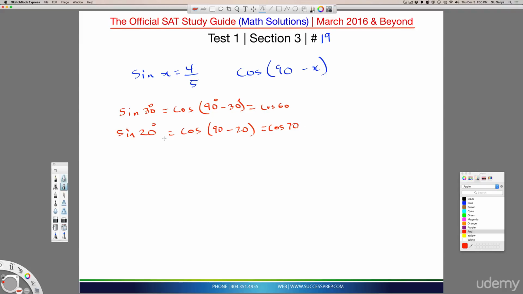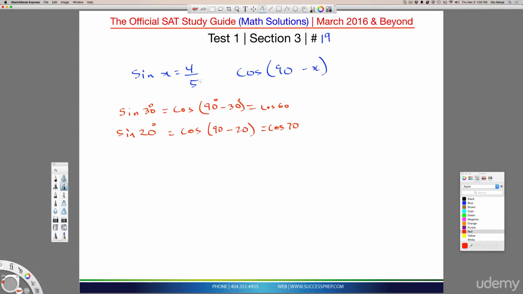So essentially what's happening here is sines and cosines are equivalent as long as you just do 90 minus the degree of the first one you pick. And vice versa for cosine as well, it's the same thing. If you start with cosine of 30, it's the same as sine of 60.